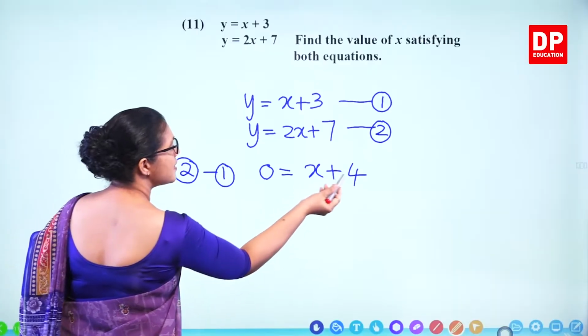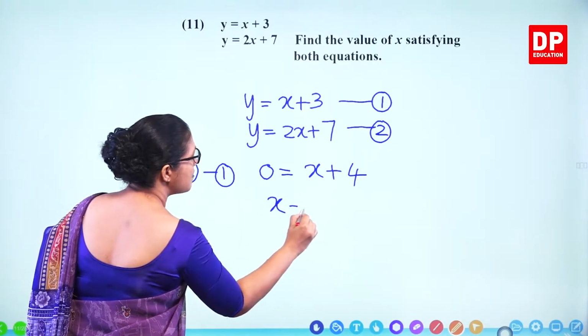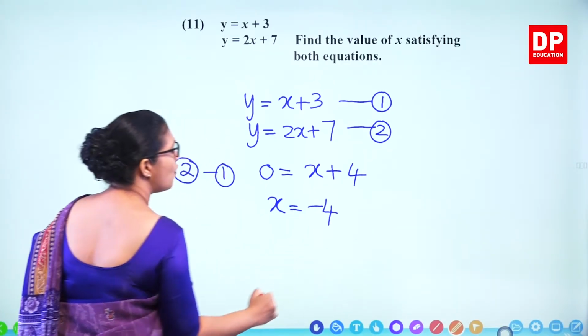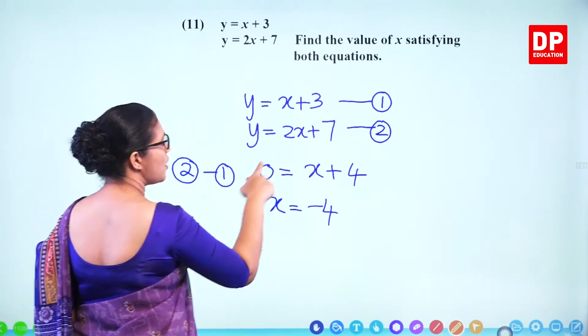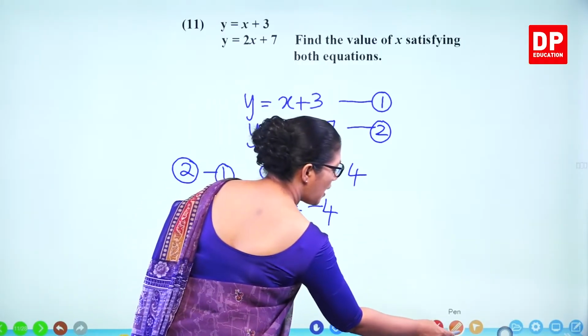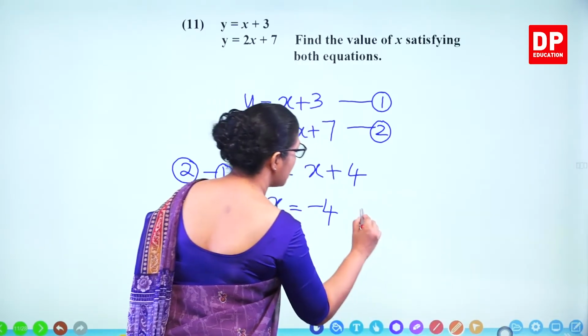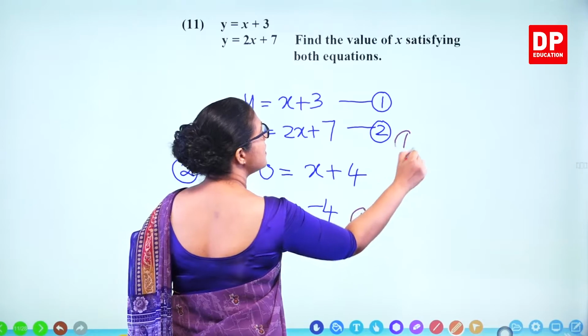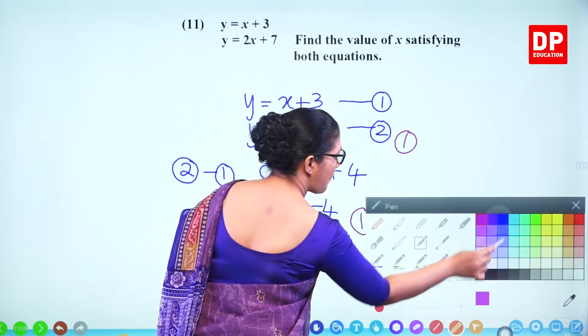So what is x? Take 4 to this side. So x becomes minus 4. So if you write it this way or this way, same thing. So x equals minus 4, you get 2 marks. 1 mark for the answer and 1 mark for the method.